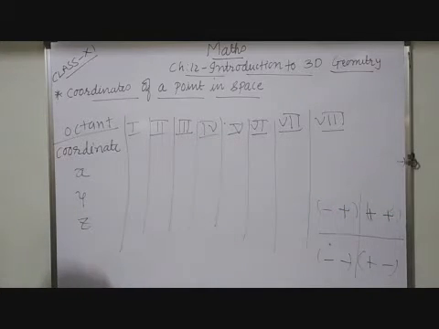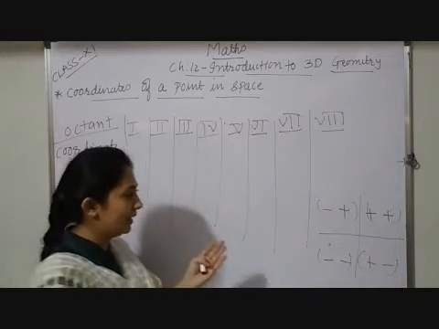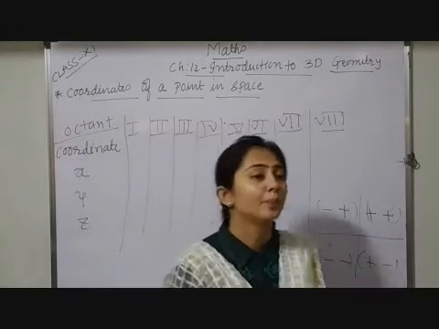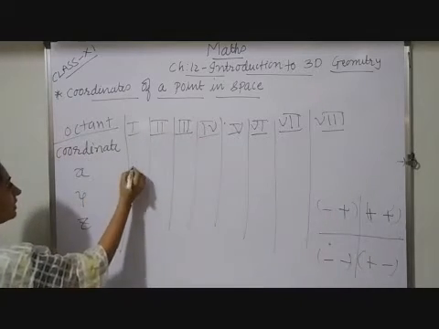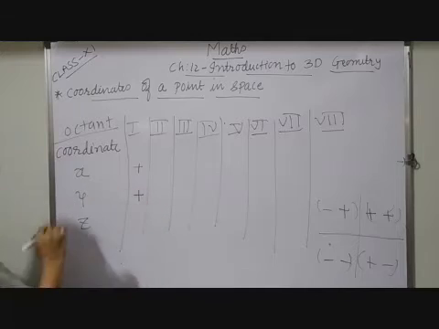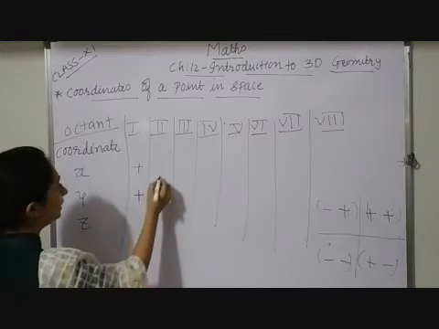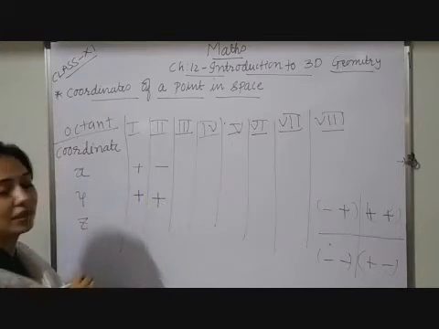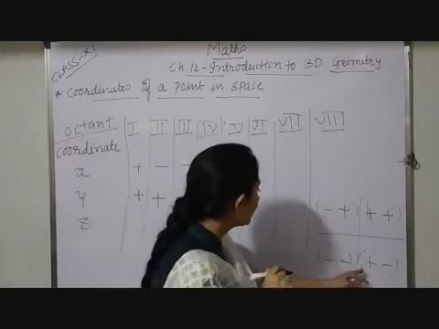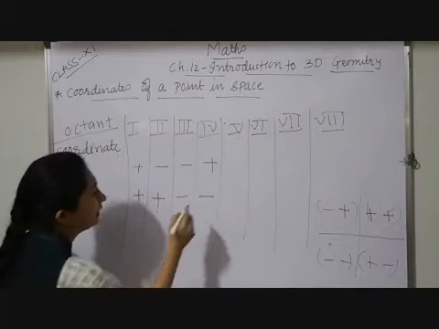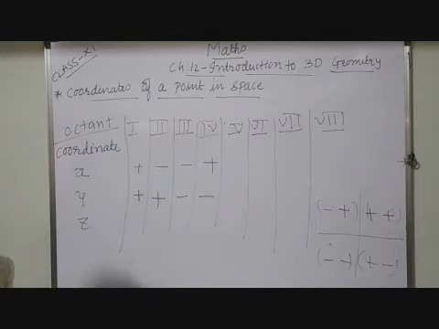So what you have to do, roughly you know the signs of all axes in a 2D plane. In the first quadrant, observe, the sign was x-axis positive, y-axis positive. In the second quadrant, x negative, y positive. In the third quadrant, both were negative. In the fourth quadrant, x positive, y negative. Now what about the remaining 4?